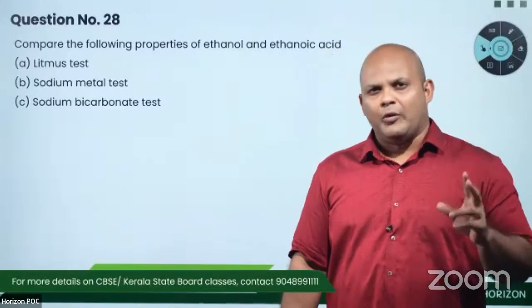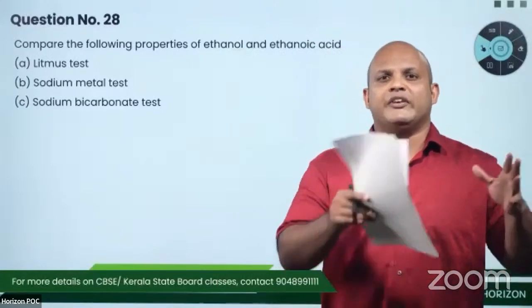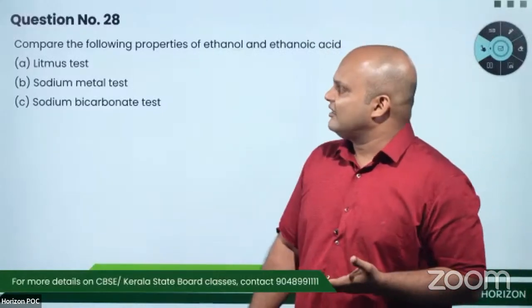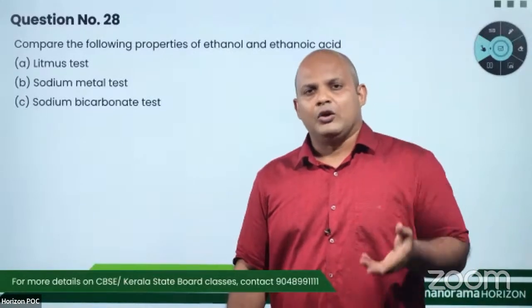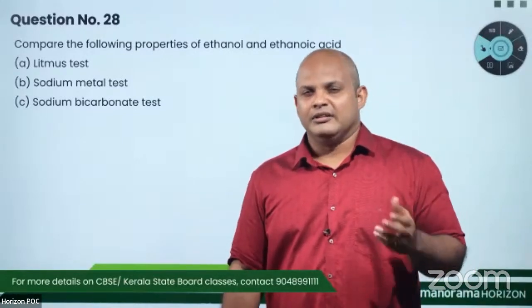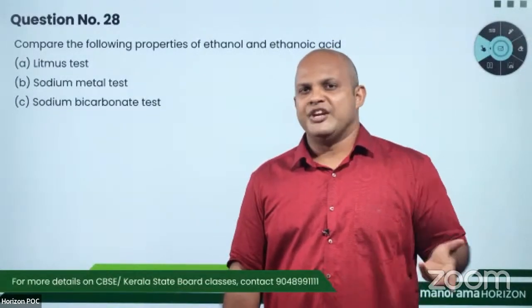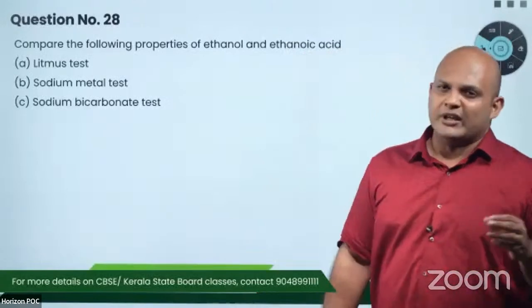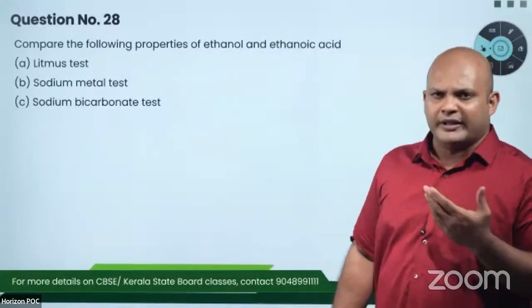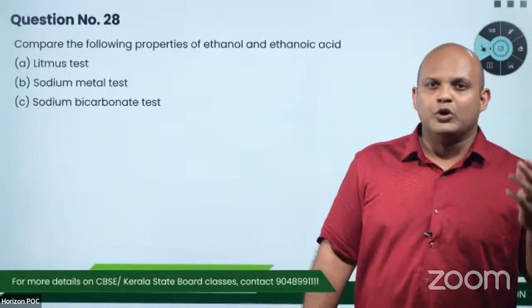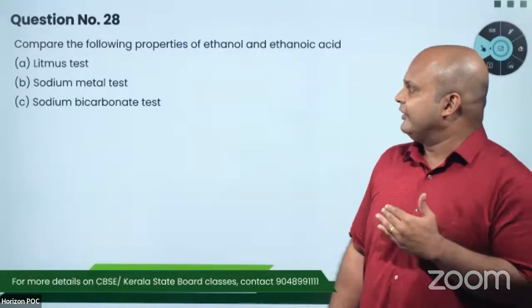Now we are performing some tests which we can use to differentiate between them. The first one is the litmus test. So remember, alcohol is not an acidic material or an acidic chemical. So if you put a litmus paper into the alcohol, it will not change its color. On the other hand, if you take a blue litmus paper and put it in ethanoic acid, it is a weak acid, so it will turn the blue litmus red.